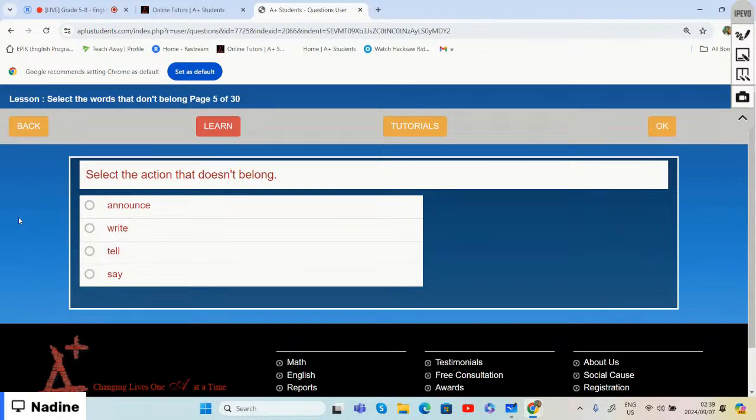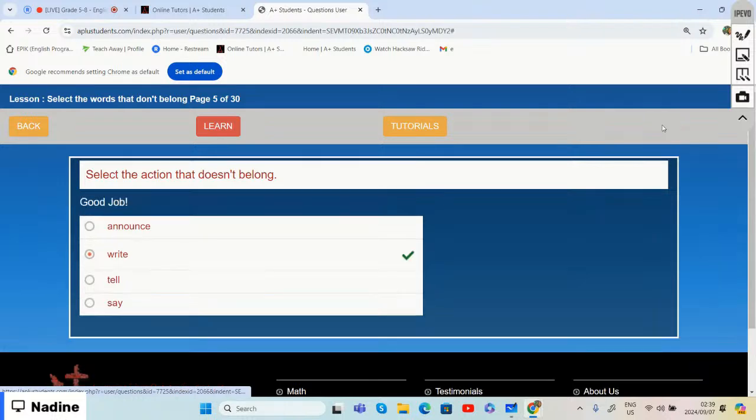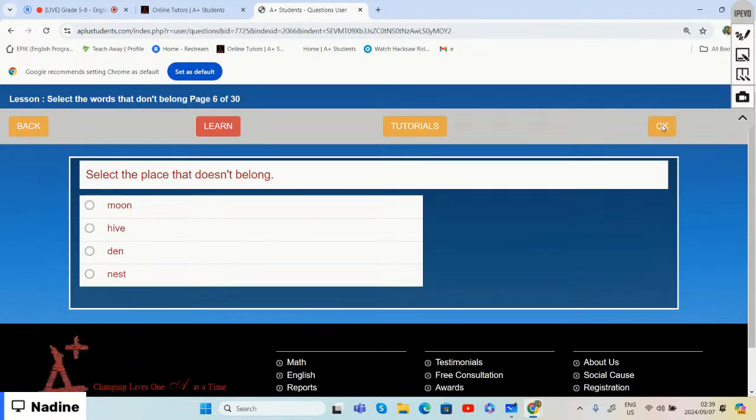Yes, and if we were to select the action that doesn't belong, then we're going to say write, because writing is where you're jotting down something, right? You are not saying it out loud. So announce, tell, or say, it's where you're saying something out loud. Somebody can hear you. But with writing, you're putting your thoughts into words, so you're just writing it down, but you're not saying it out loud. Whereas announce, tell, and say, those three words are related to one another because they say something out loud. So well done.